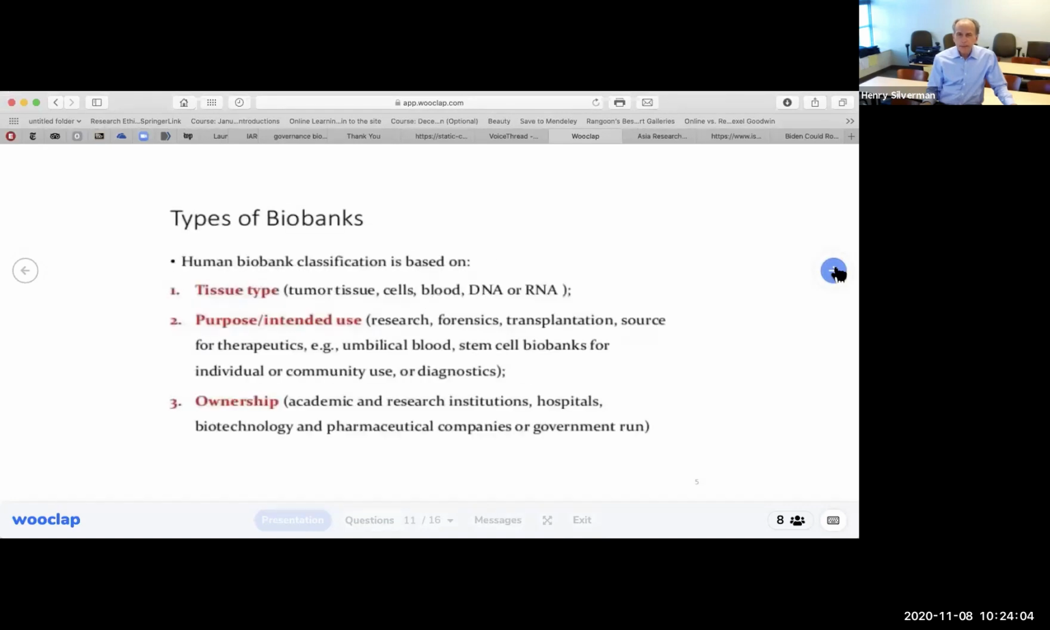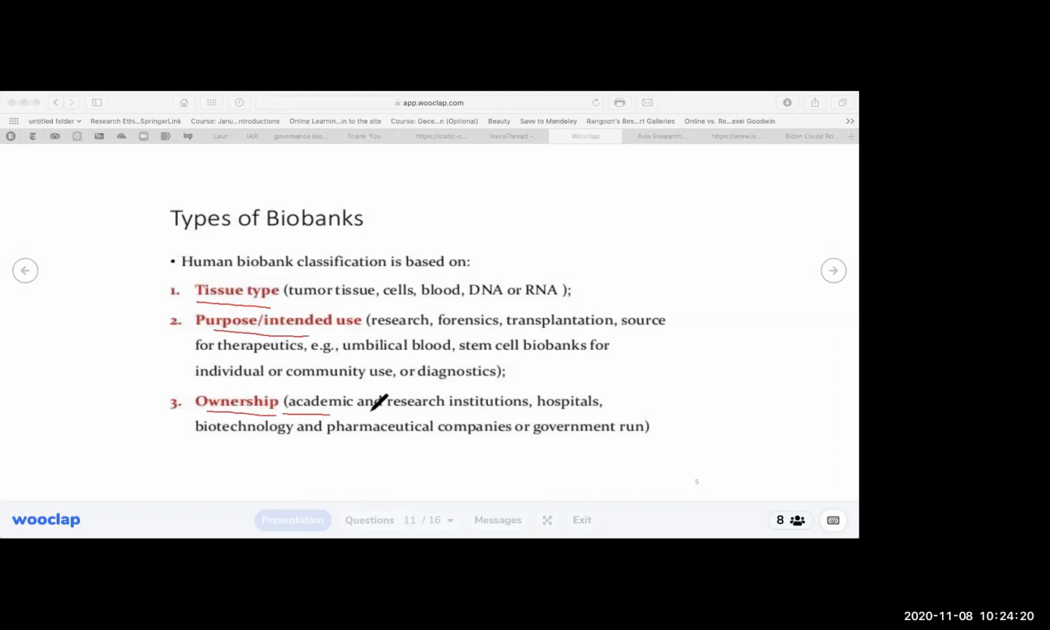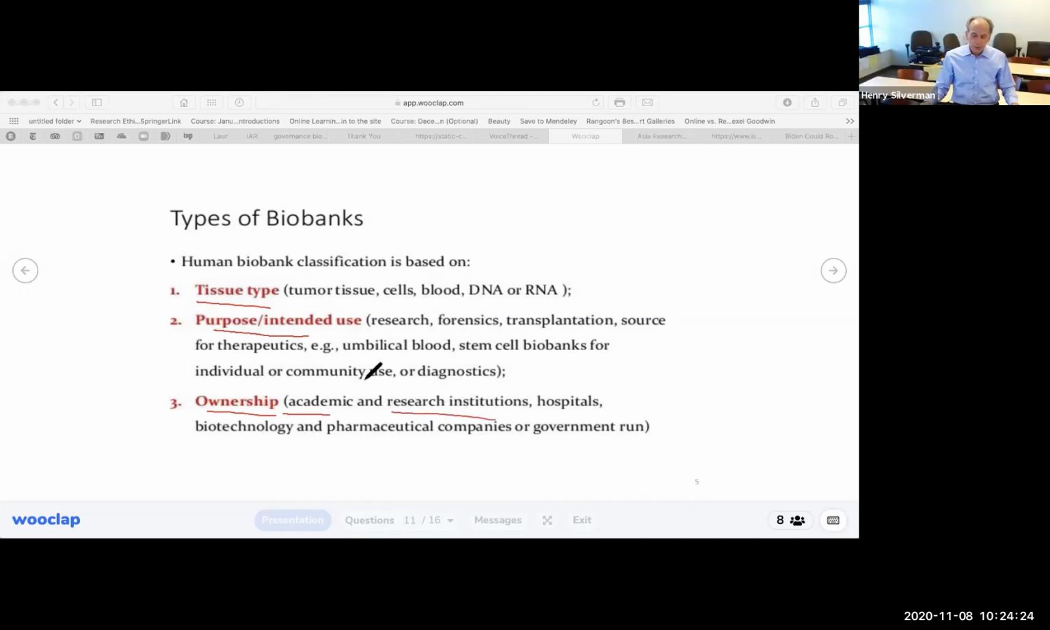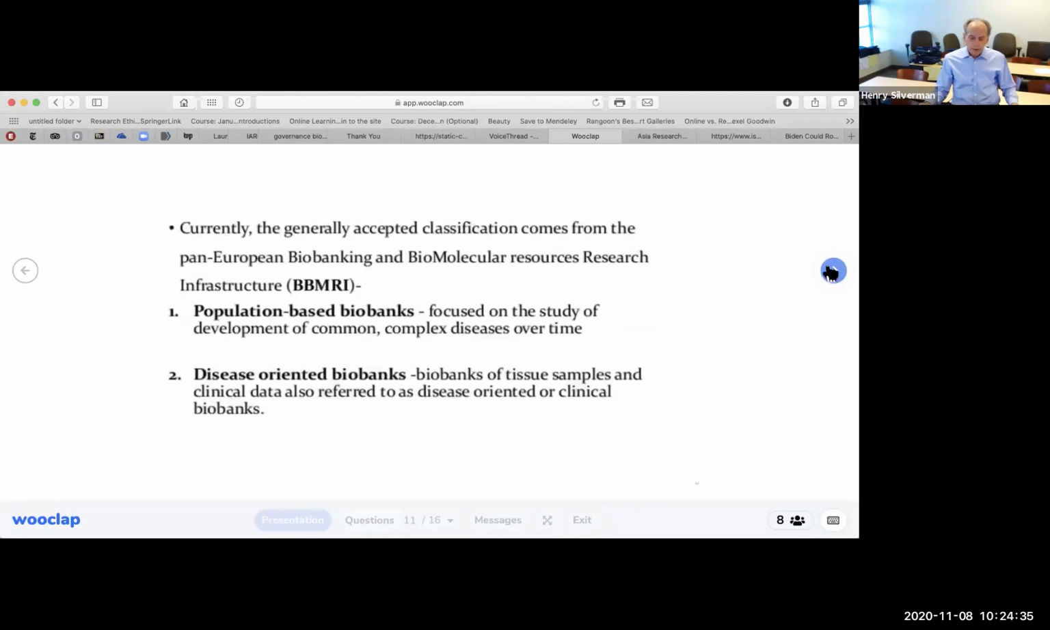And so, types of biobanks, there's many different types of biobanks. There's tissue types, biobanks defined by purpose, also ownership: academic research institutions, hospitals, pharmaceutical companies as well. And to be even more specific, biobanks could be population-based biobanks or disease-oriented biobanks, like cancer biobanks or biobanks for a particular rare disease as well.